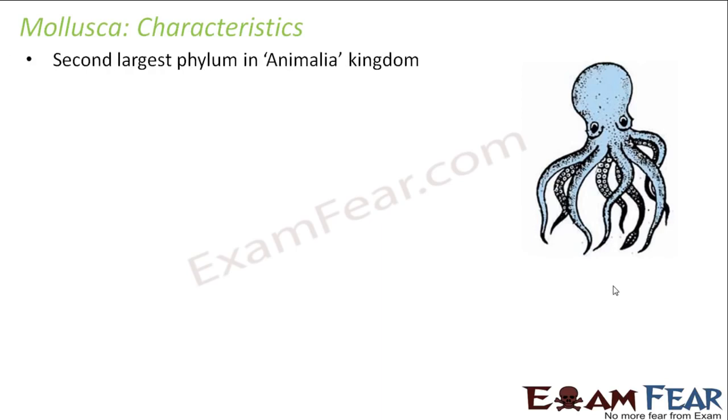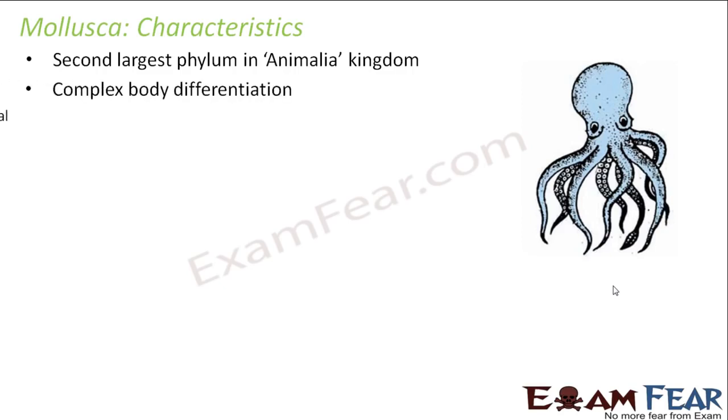This is the second largest phylum in the Animalia kingdom. Which was the first one? The first largest was arthropods. So the second largest is Mollusca. As I told you before also, there are so many marine animals which we are not aware of, but they are actually huge in number. So Mollusca is one such group.